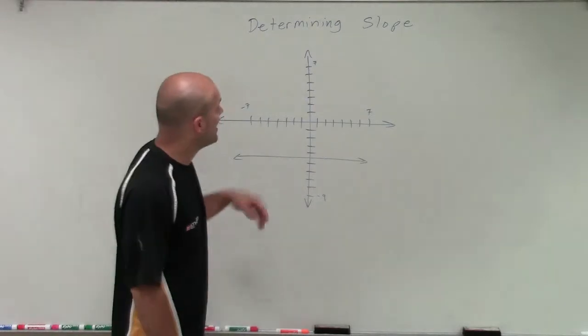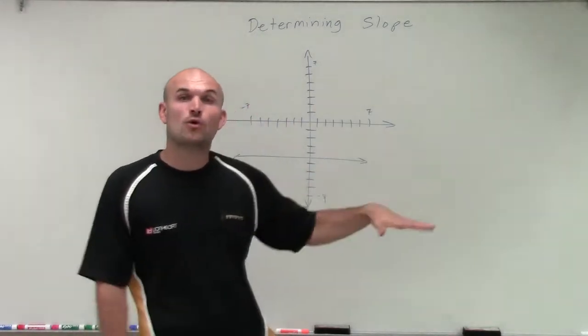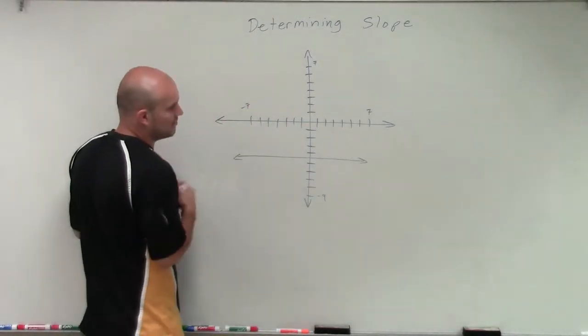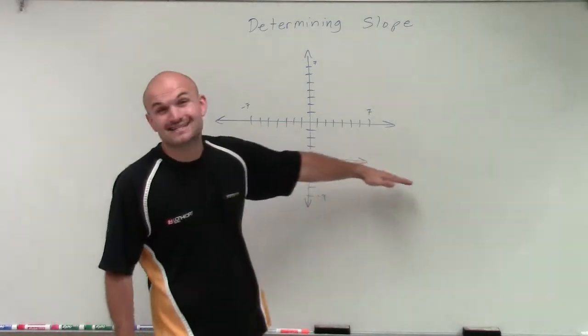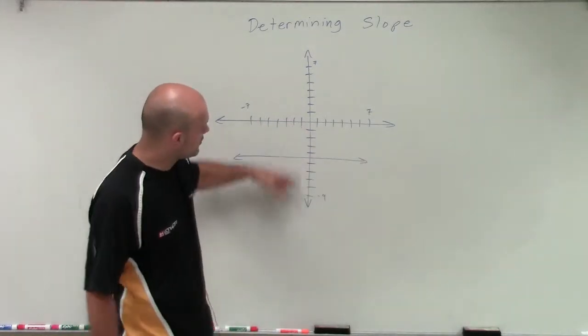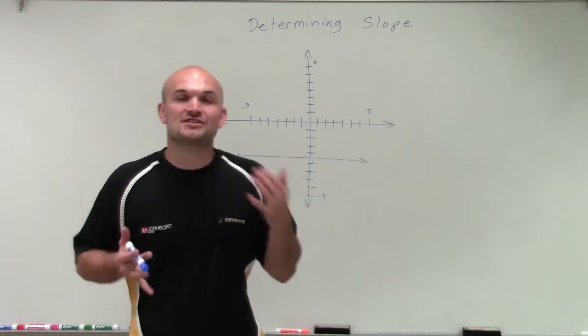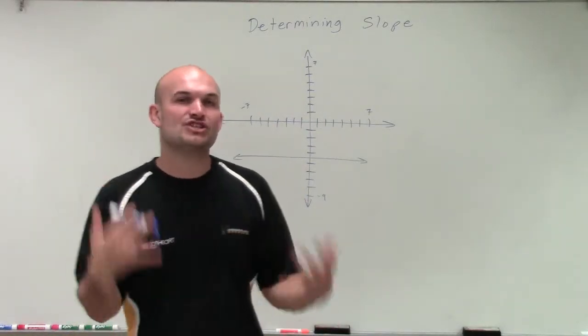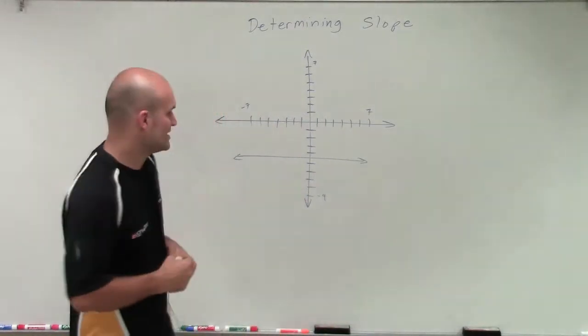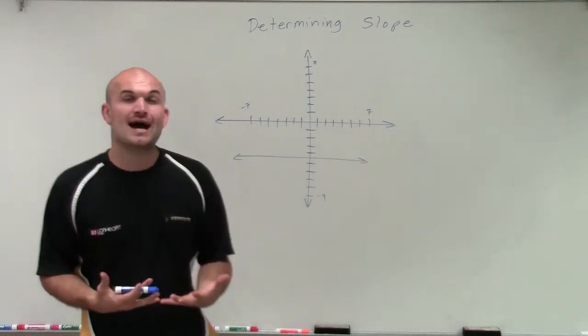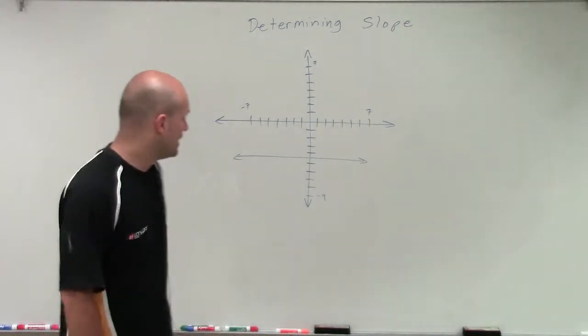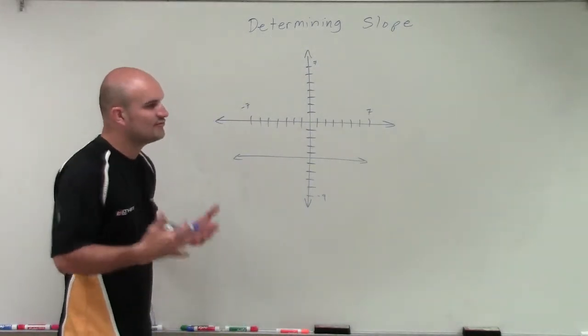Welcome. So how are we going to determine the slope here for this horizontal line? Now there's a couple important points. We notice that this horizontal line doesn't actually go through an interval on our y-axis, but that's okay because to find the slope, all we're trying to do is find the change in our y-coordinates over the change in the x-coordinates.